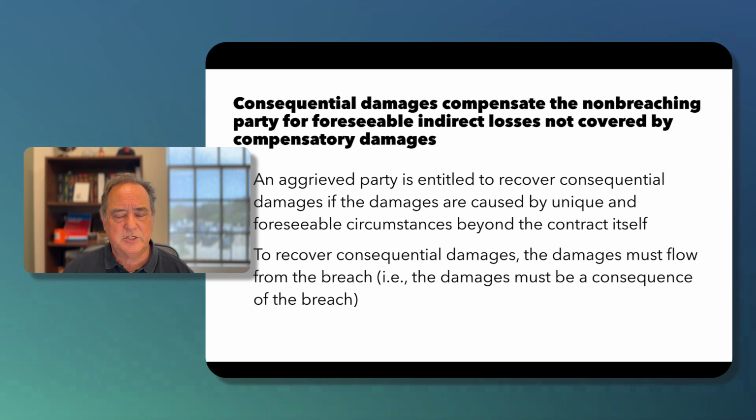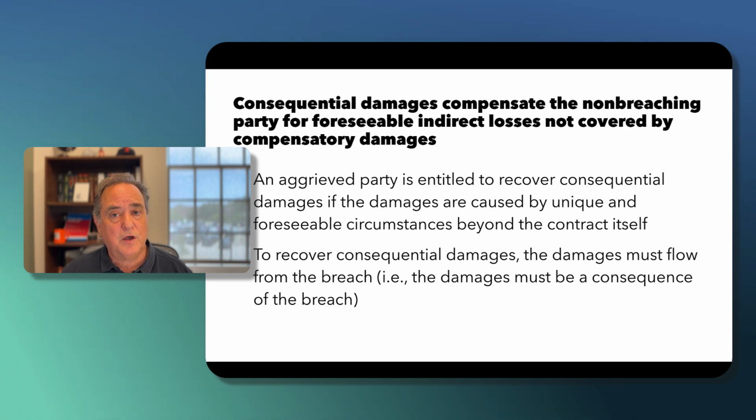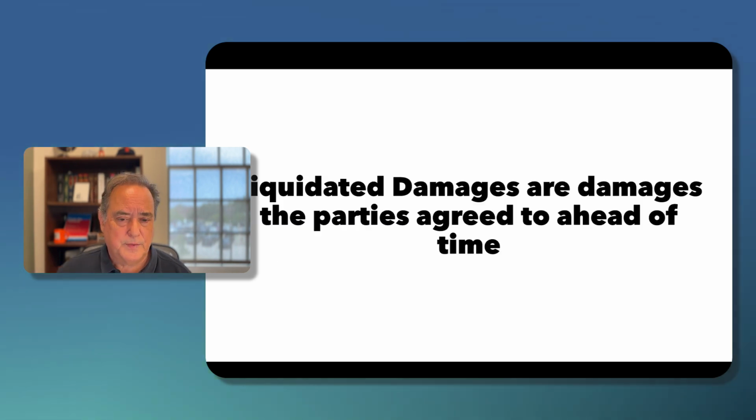These are damages that would not have occurred but for the breach, the original breach. So they're not compensatory damages. They're not about loss of the benefit of the bargain. Instead, it's about damages which flowed from the breach.